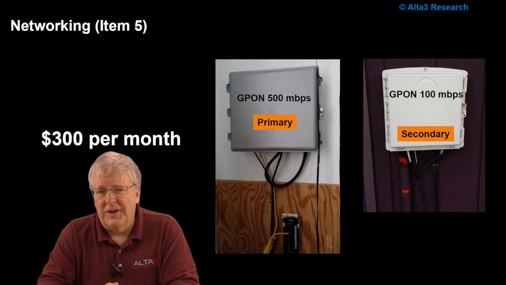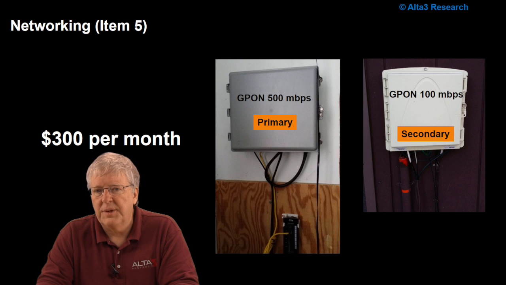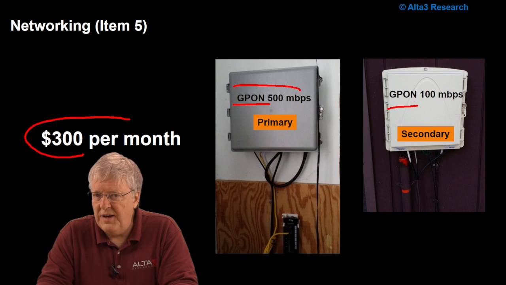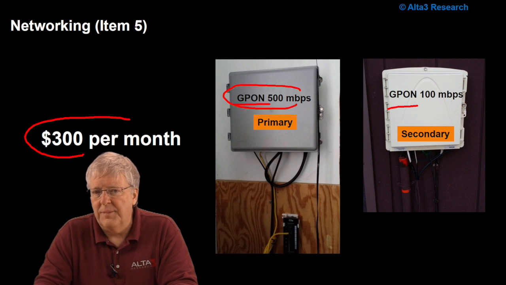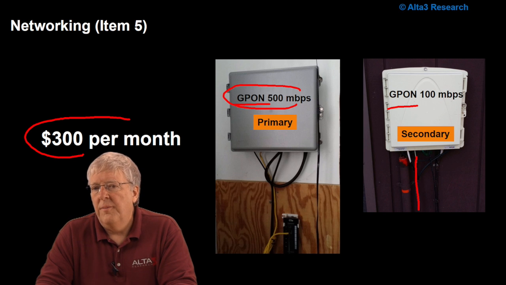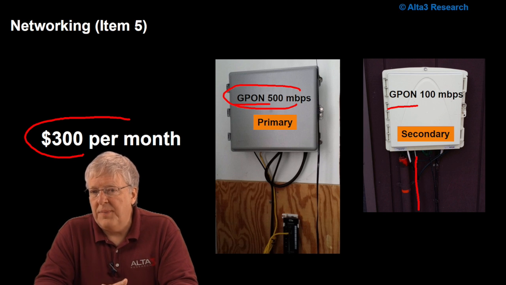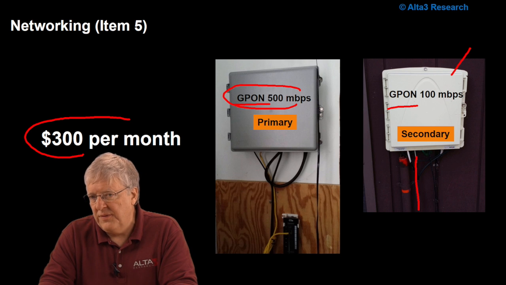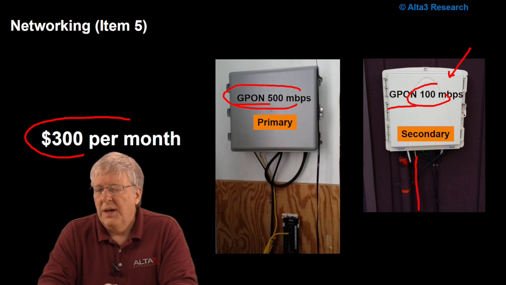That was item 5 on our list. The way we're handling that is with gigaspeed passive optical networking. I have 2 links that are running, a total of $300 a month. So I have a 500 meg, or half a gigabit per second, coming in. And on a separate panel, we have a 100 megabit backup. Now a phone call to the phone company can increase that number if I need to.